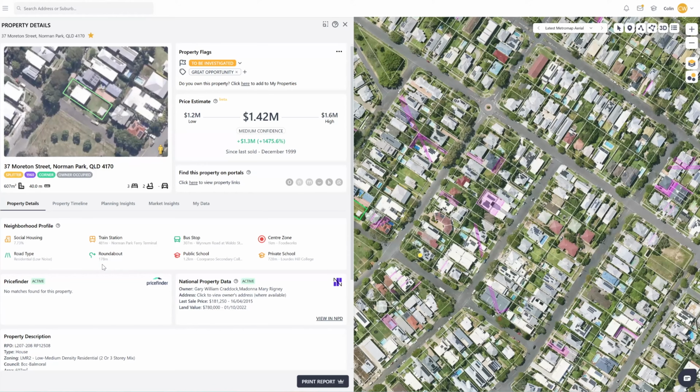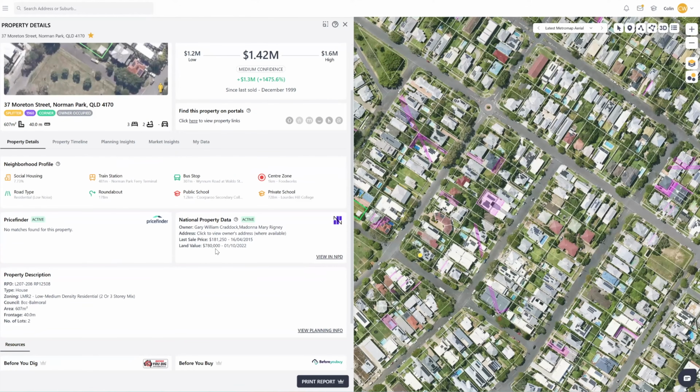So road noise and things like that. And then schools, public schools, private schools, you've also got there. We also integrate to other data providers. So Price Finder, if you need the owner's name, that's the bit we don't have effectively, but other providers have that. If you needed it, you can plug in your Price Finder or plug in your national property data.